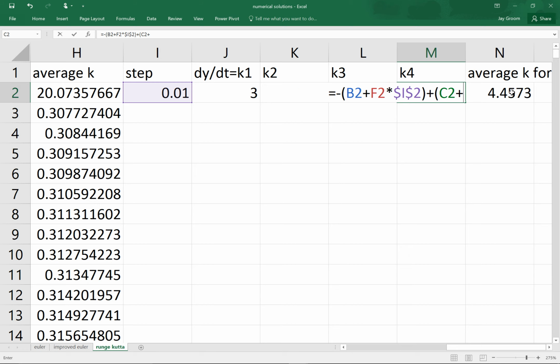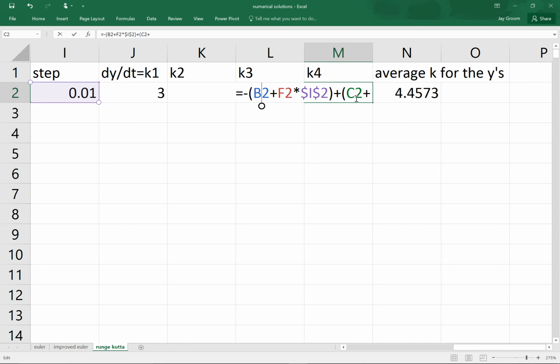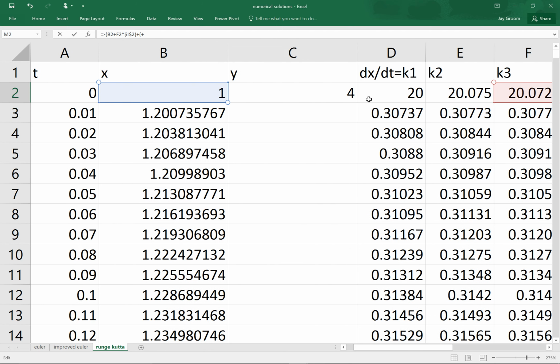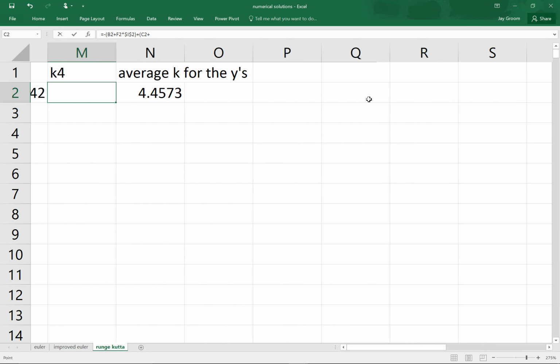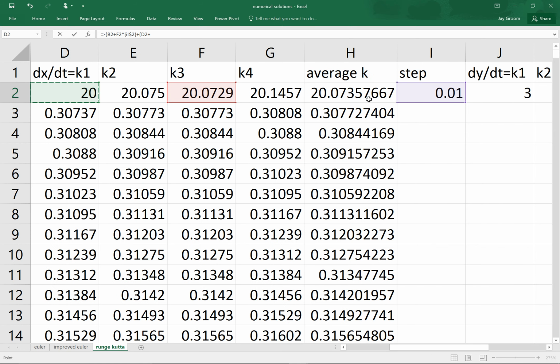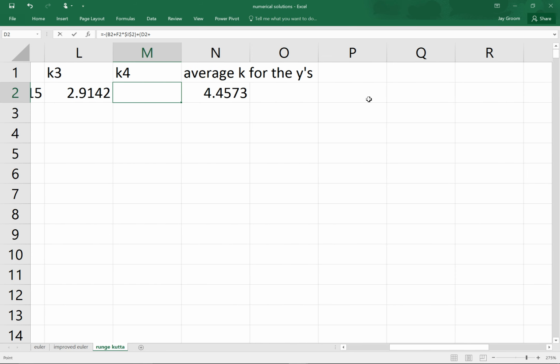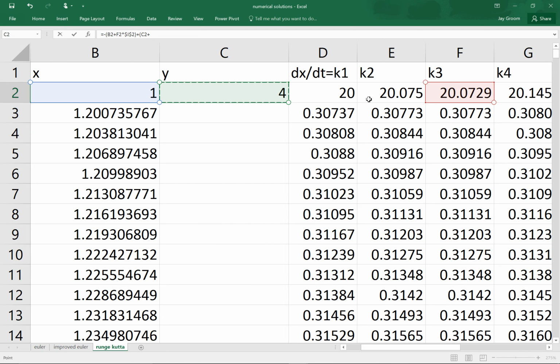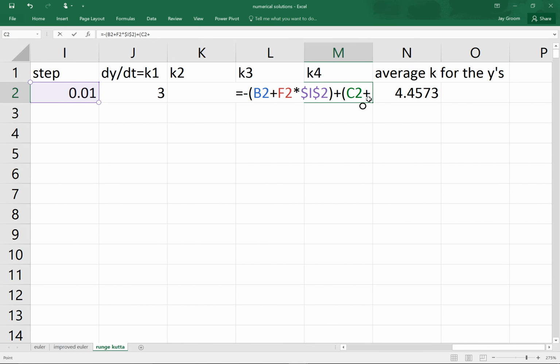Plus that delta. Oh, what just happened? Is that D2? Is that right? No, it's not D2. It's C2.